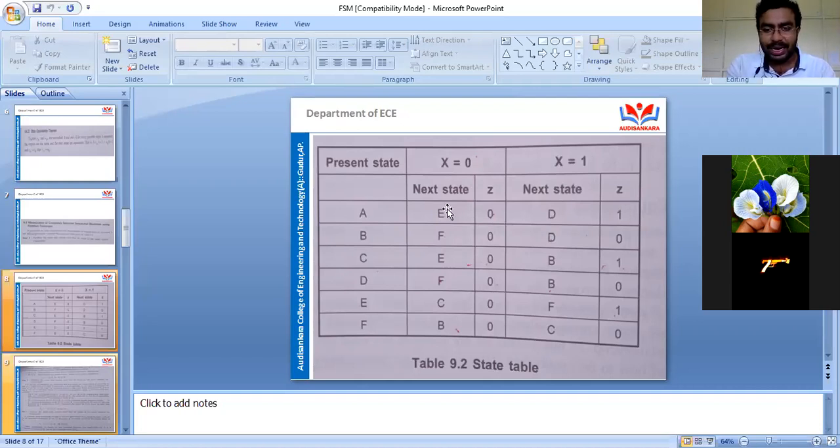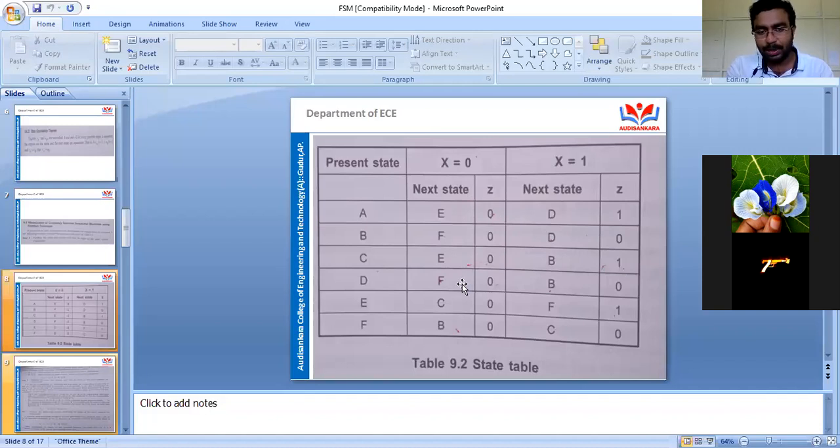Like that, check for which present states you have the same next state and same output. Check your C, students. Check the present state C. When I'm applying input x equal to 0 for state C, you have next state E and output 0. Next state B and output 1 here. Same outputs you can see here: output 0, output 0, output 1 and output 1.